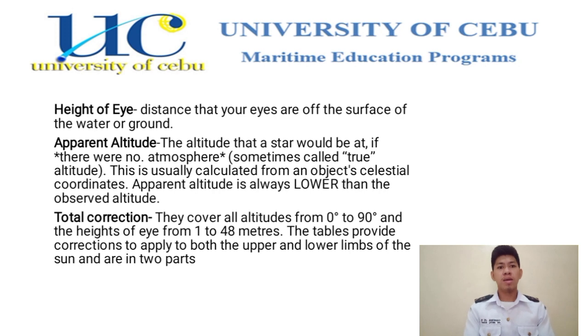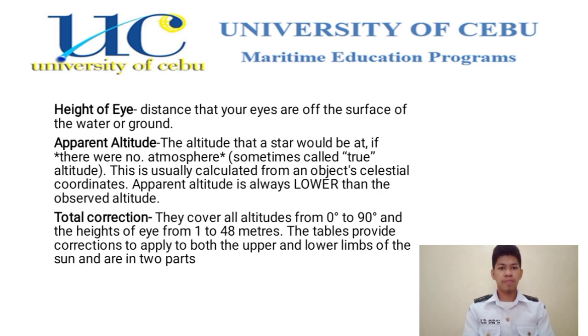Height of eye, the distance that your eyes are off the surface of the water or ground. Apparent altitude, the altitude that a star would be at if there were no atmosphere, sometimes called true altitude. This is usually calculated from an object's celestial coordinates. Apparent altitude is always lower than the observed altitude.